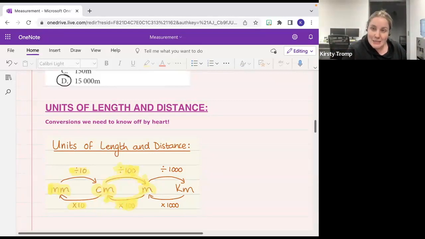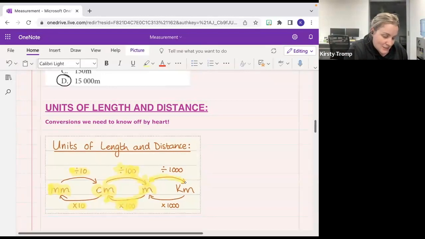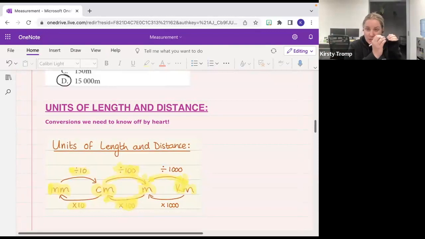To get from meters to kilometers, I'm going from a smaller distance to a bigger distance. What do I need to do? I need to divide by 1,000.